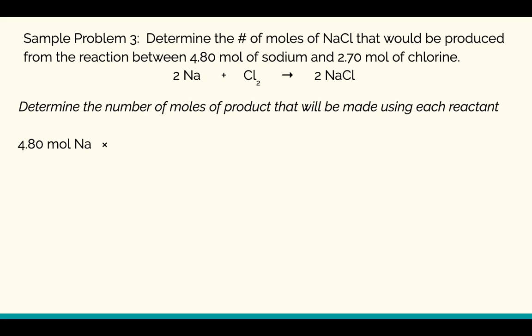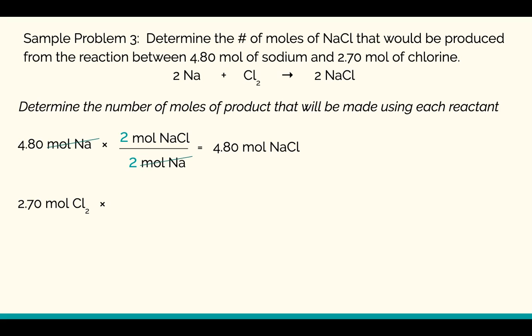So for 4.80 moles of sodium, we use the mole ratio to figure out how many moles of sodium chloride that could make. In this case, it's a 2-to-2 ratio, or a 1-to-1 ratio. So 4.80 moles of sodium could make 4.80 moles of sodium chloride. We do the same thing for chlorine. We've got 2.70 moles of chlorine, and we're going to convert that into the amount of sodium chloride that we can make. In this case, we're going to multiply by 2.